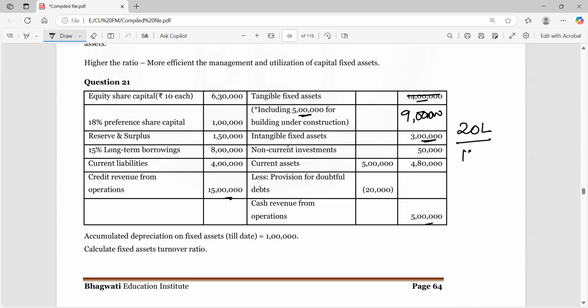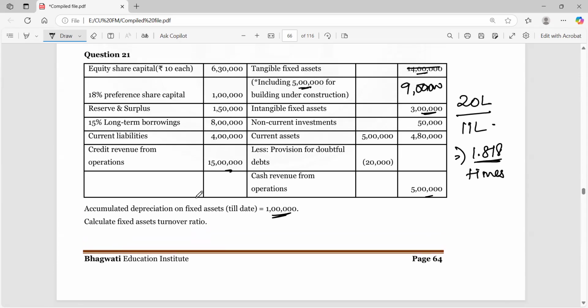But listen, accumulated depreciation on fixed assets is also given, 1 lakh rupees. So it needs to be 11 lakh. So what is the fixed asset turnover ratio? 1.818 times. Which means that for every 1 rupee invested in the fixed asset, the company is generating sales of 1.818 rupees. So it means that the company is making use of the fixed assets effectively for generating sales. Any doubt in this? Clear?